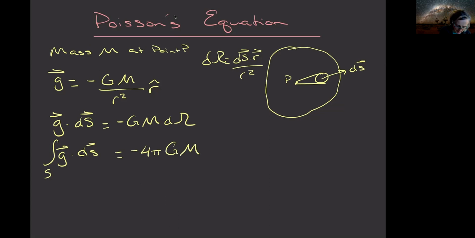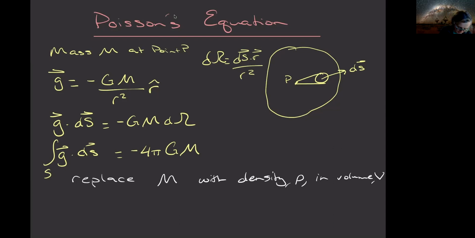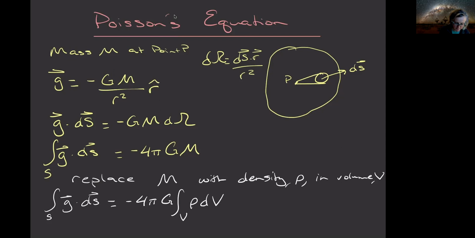So now let us replace m with a density rho in volume V. So now we have an integral over the surface of the gravitational acceleration dot dS is equal to minus 4 pi G times the integral over the volume rho dV.